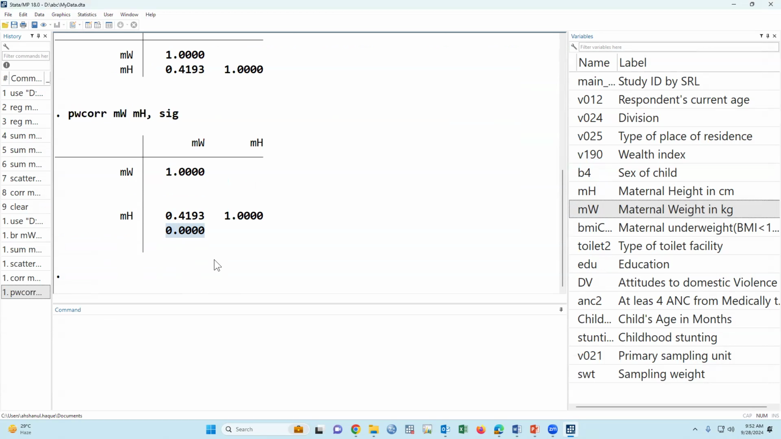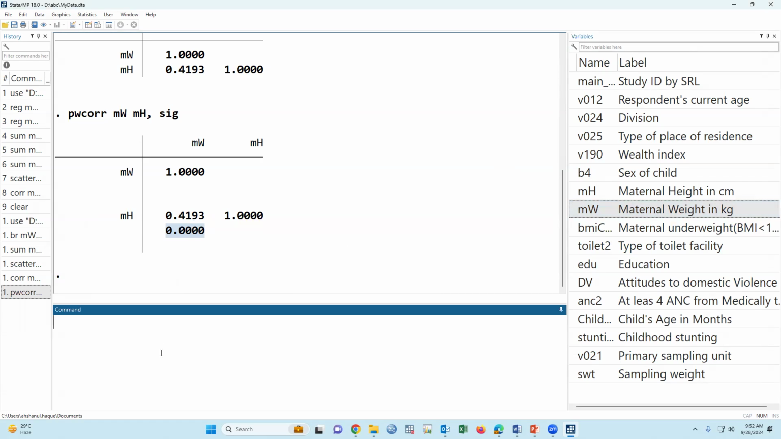Remember, please, to analyze the regression, first of all, we have to assess the correlation. If the correlation value is significant, then we can use regression analysis. And in the regression analysis, there are two types of variable. One is dependent, the other is independent. Already I have mentioned, we know that maternal weight is the dependent variable, or any weight depends on height.